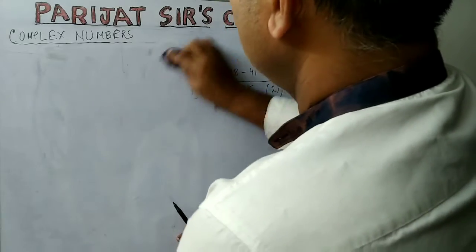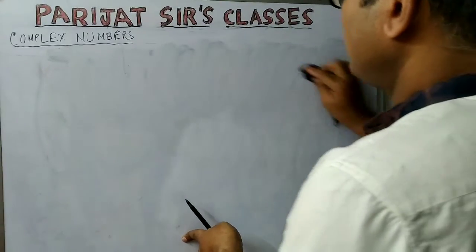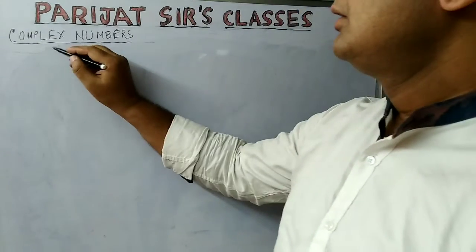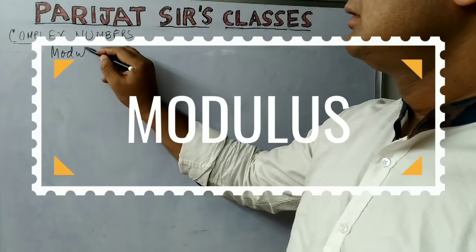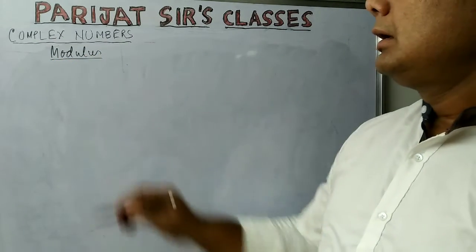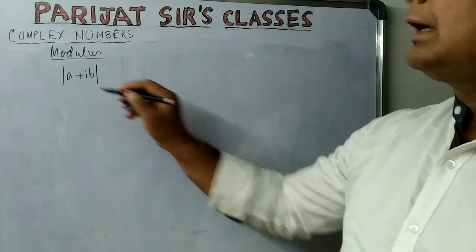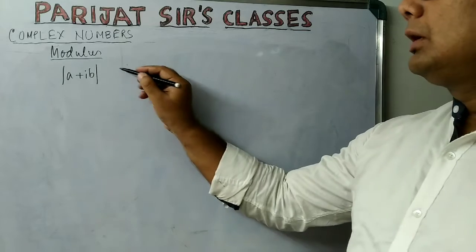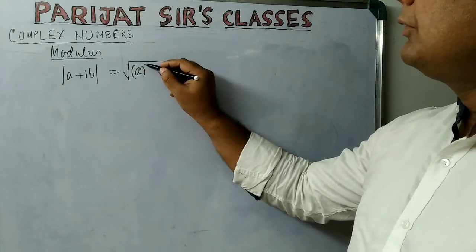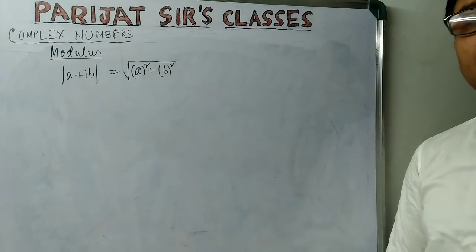Now we are moving on to another topic of complex numbers, that is the modulus of a complex number. We will now show you how to do the modulus of a complex number. It's very easy. Suppose a plus ib, it can be a minus also. This is the modulus. So how to do the modulus of it? Very easy. Take the square of the first and the square of the second, and take the square root. This is how you find the modulus.